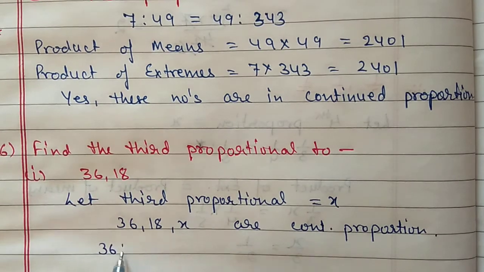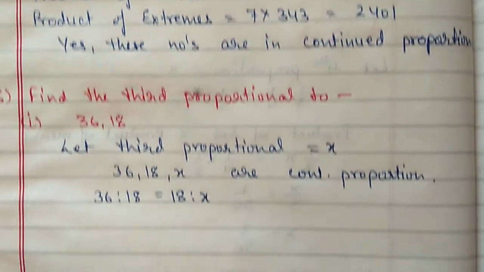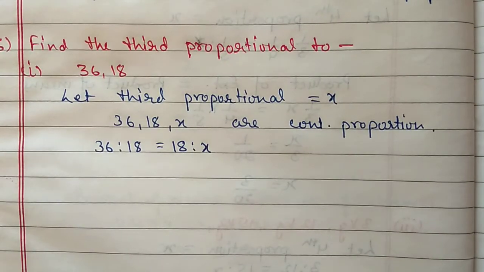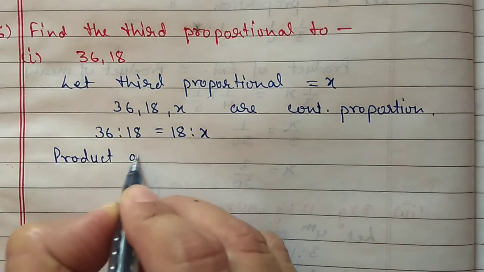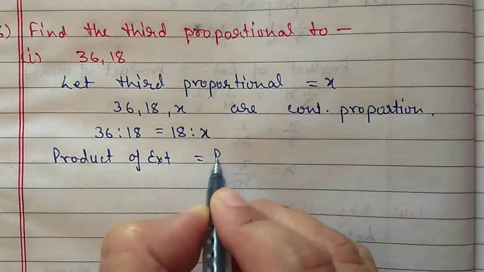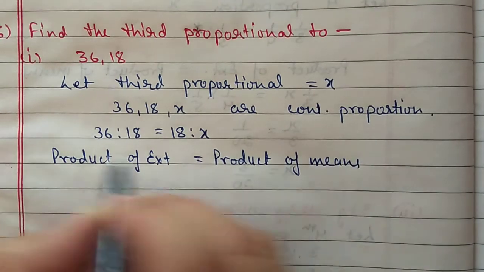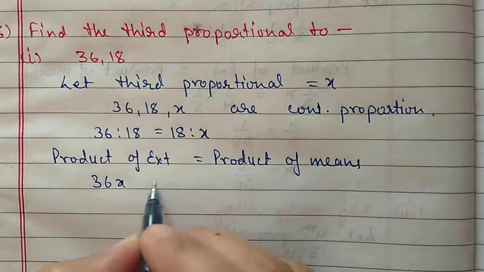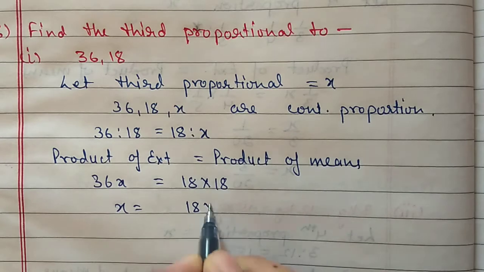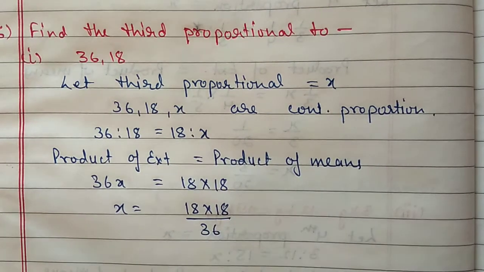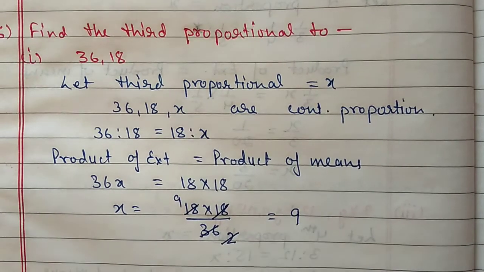It means 36 ratio 18 is equal to 18 ratio x. The middle one we have to repeat 2 times. After this we will use the same property, product of extremes equals product of means. Extremes are 36 and x, so 36x will be 18 into 18. Shift 36 to the other side and do the cancellation. 18 2s are 36 and 2 9s are 18. So the value of x is 9.